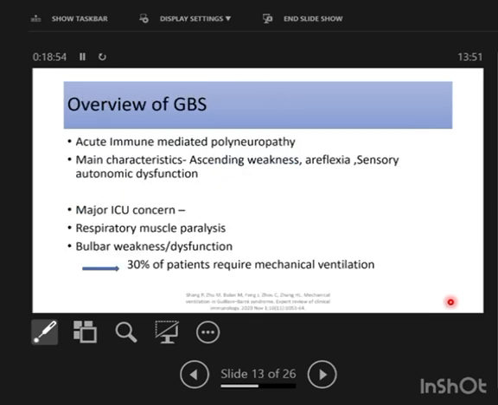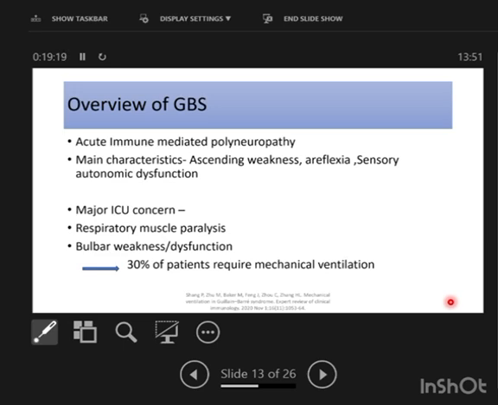So what is different? You already know what is GBS, so I need not say that. The major concern as an ICU person is why the patient requires ICU admission. So what are the two indications for taking GBS into the ICU? One is respiratory failure, or atypical bulbar weakness and dysfunction, type 2 respiratory failure.